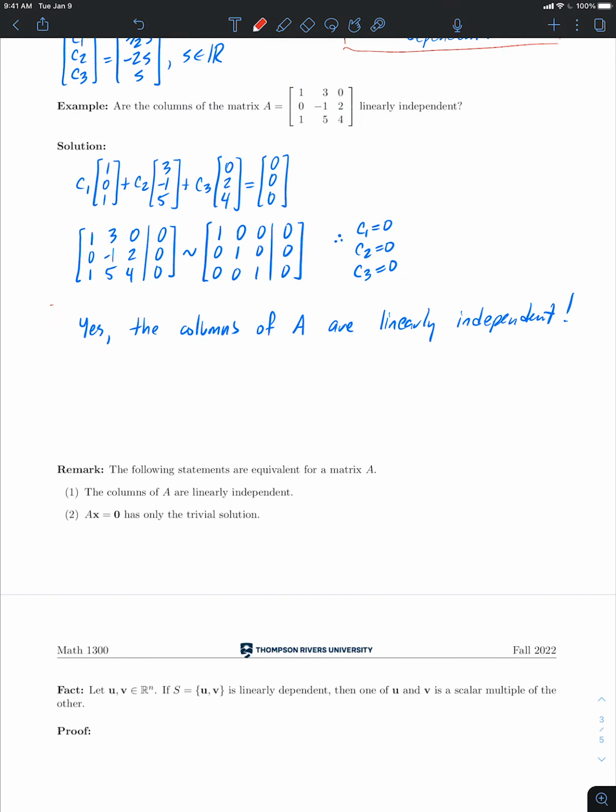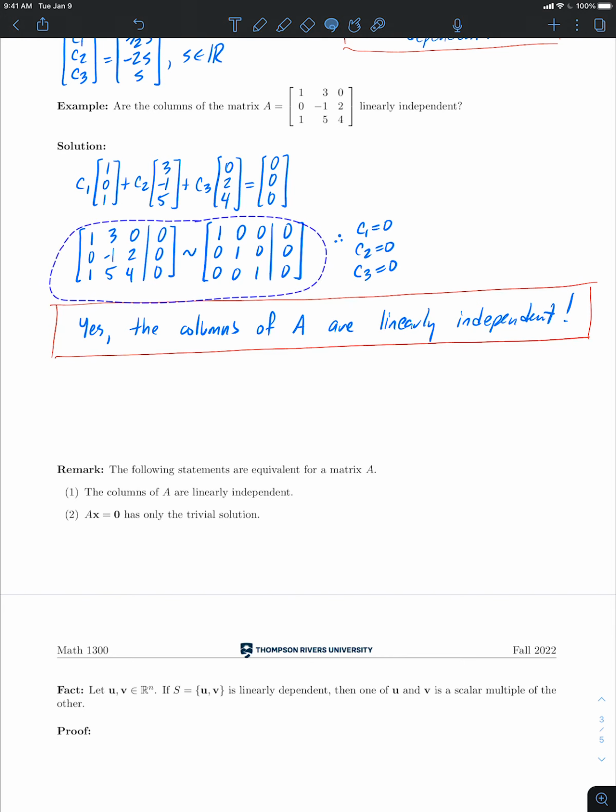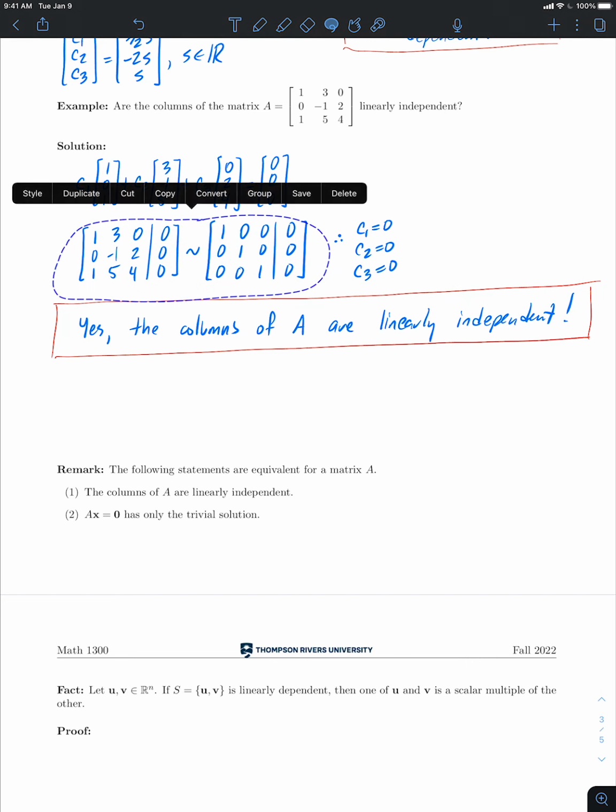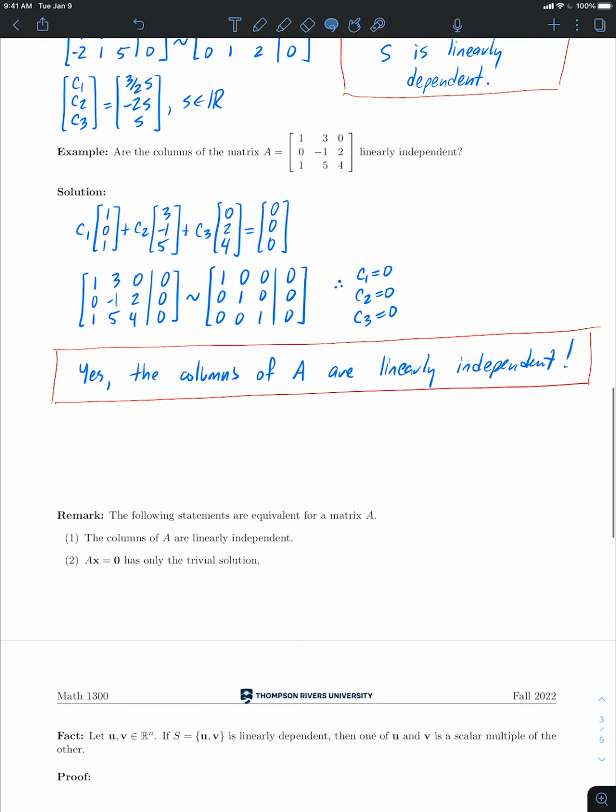Okay, now what happened here? And of course, there's some work to be done here, right? As with all these examples, I'm skipping over the row operations, so I may be making it look like it's less work than it is, but there is a non-trivial amount of work here to reduce this system. But let's look at the overarching themes. What happened? We started with the matrix A, and we were asked if its columns were linearly independent.